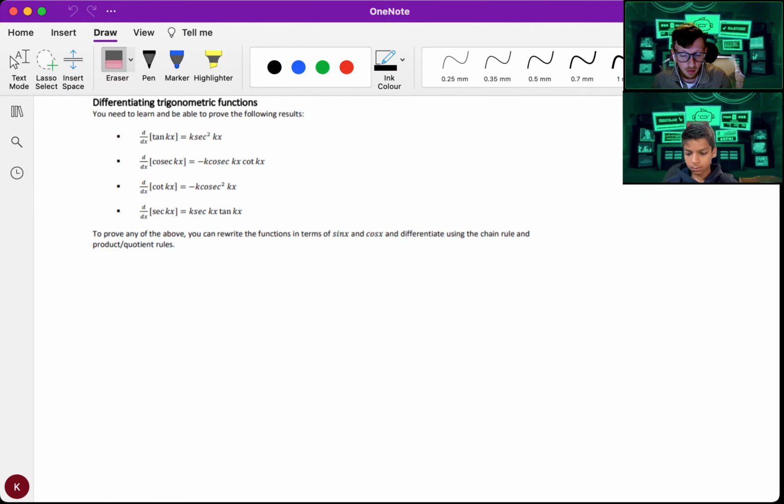And then we have these other three results. The derivative of cosec kx is negative k cosec kx cot kx. The derivative of cot kx is negative k cosec squared kx. And the derivative of sec kx is k sec kx tan kx. You might be asked how to prove any of these. And it's going to be useful to know how to prove them, because if for some reason you forget to look in the formula book and can't remember the derivatives, then being able to prove them helps. There's quite a quick, simple proof deriving these. So it's important that you do know those.